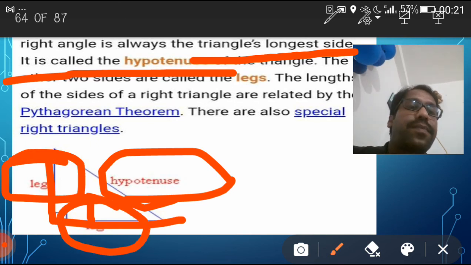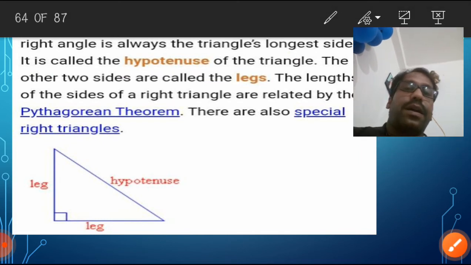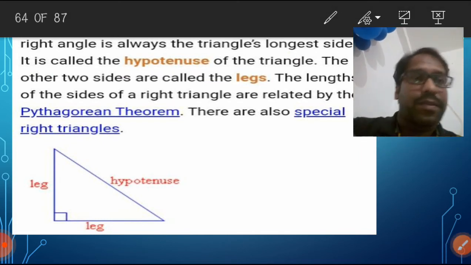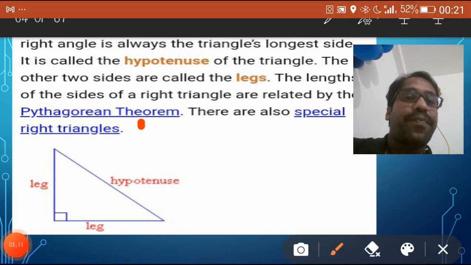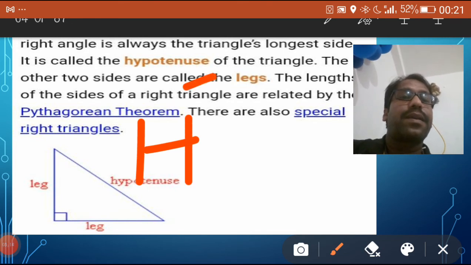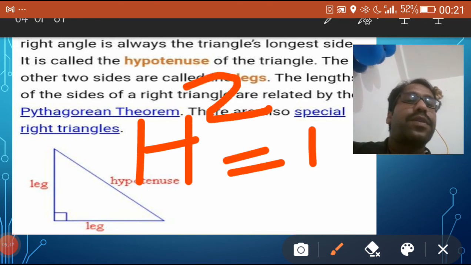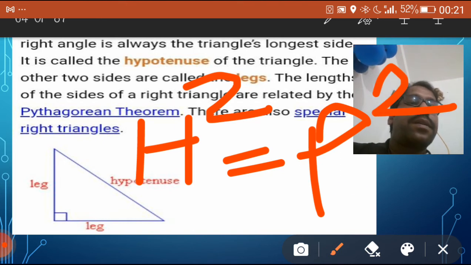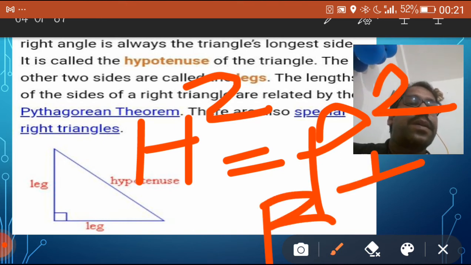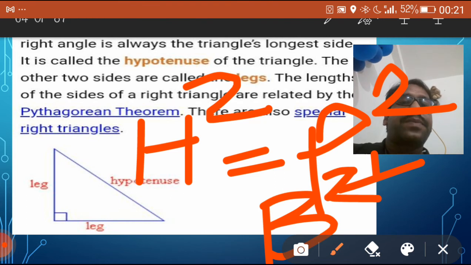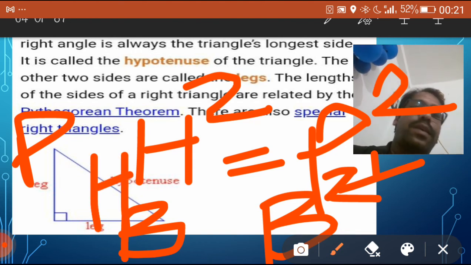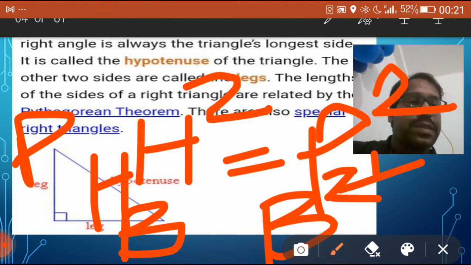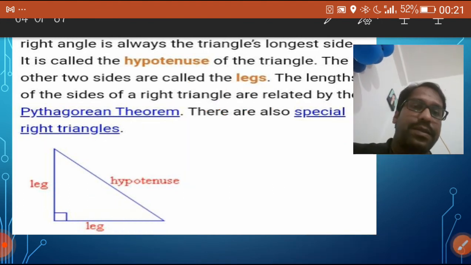So this is called a right angle triangle, and in this we use the Pythagoras theorem. And what is the Pythagoras theorem? The Pythagoras theorem is that h square is equal to p square plus b square. Okay, so this can be your p, this will be your b, and the hypotenuse is h only. So that is the Pythagoras theorem. Now we are going to discuss these triangles one by one.